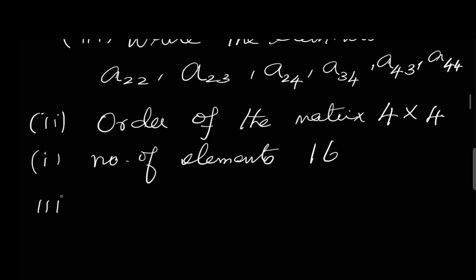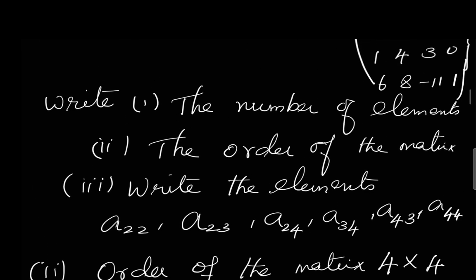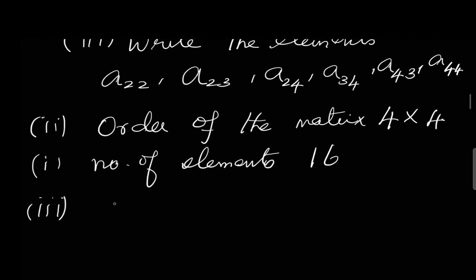Now come to the answer for the third question. Write the elements. A22. First you find the position of this A22. It is in the second row, second column. So where it meets here? Root 7. So A22 is equal to root 7.